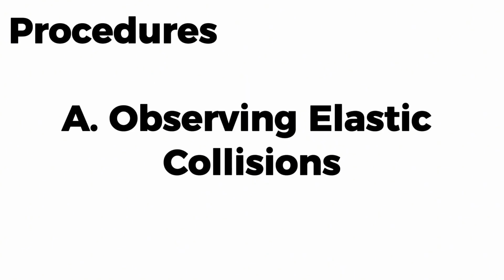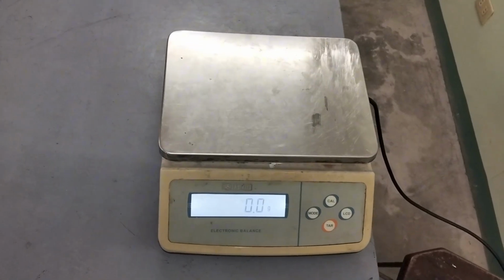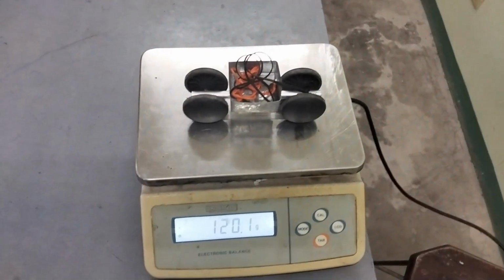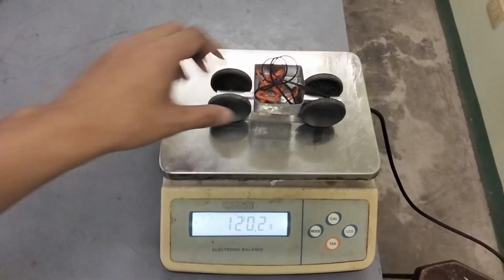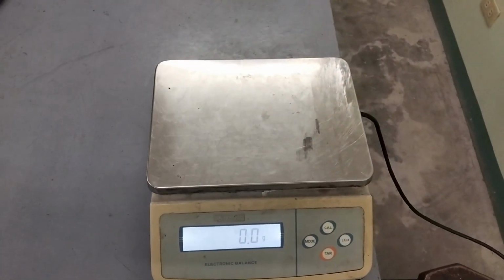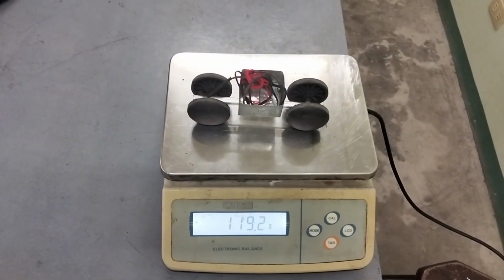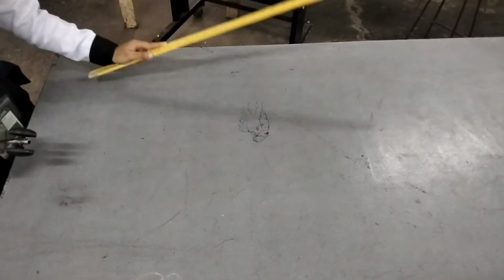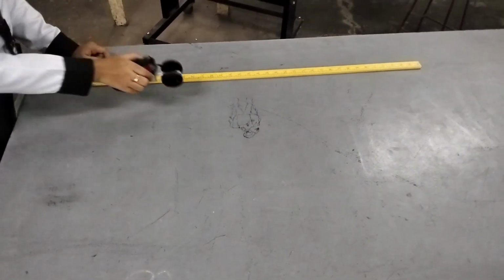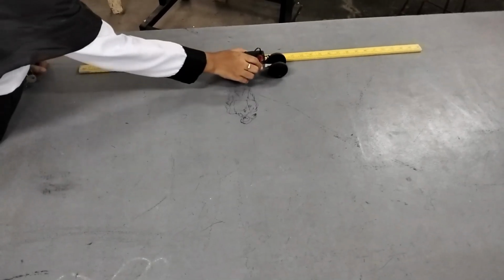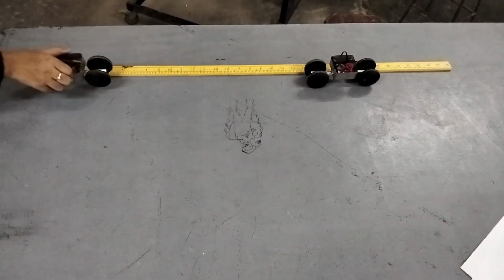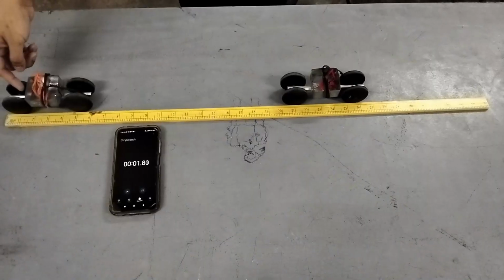Now let's move on to our procedures. Observing elastic collisions. First, measure the mass of each cart using the digital scale. Cart A will be the heavier cart. Second, place cart B at rest at the center of the track. Third, push cart A towards cart B and let them collide.